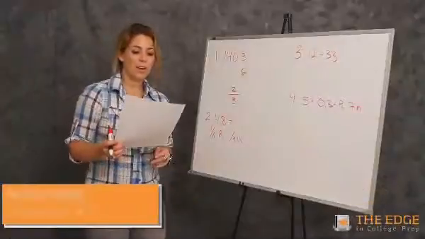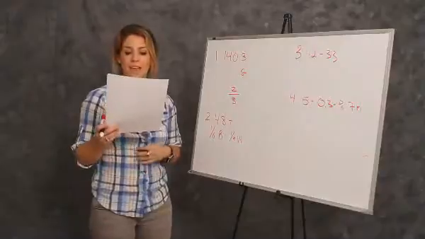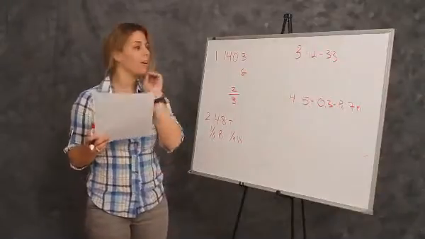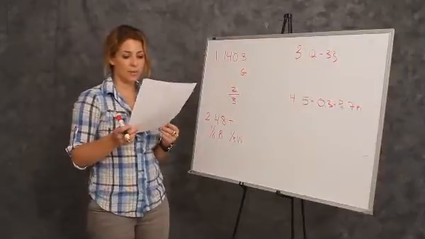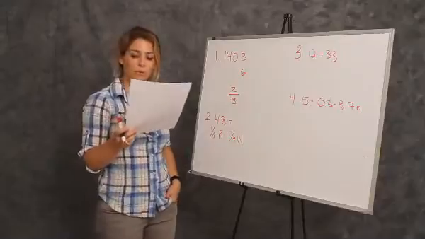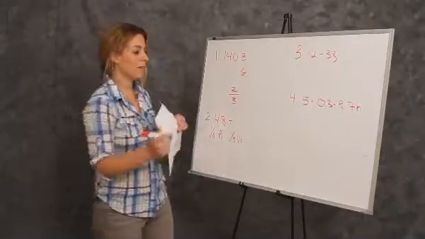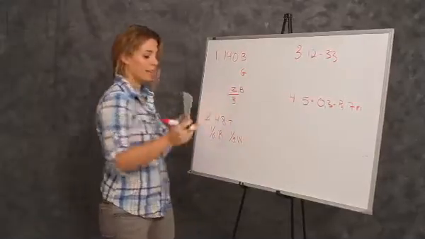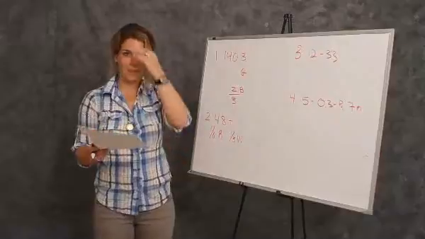All right, number 1 says that a bag contains a mixture of blue gloves and green gloves. There are 140 blue gloves and the rest are green. When 2 green gloves are removed, the probability of selecting a blue glove is 2 out of 3. So now, how many green gloves were originally in the bag?